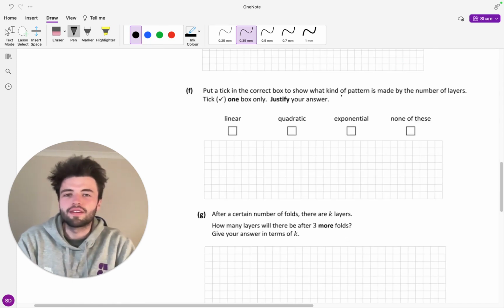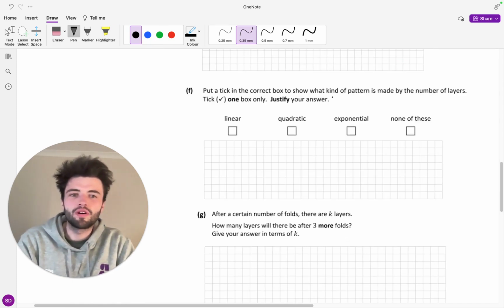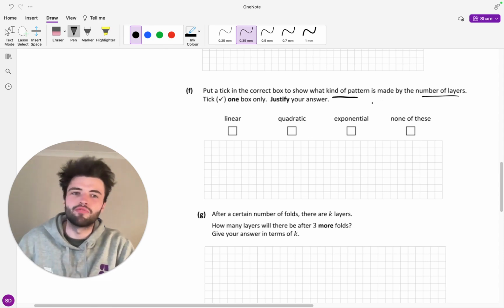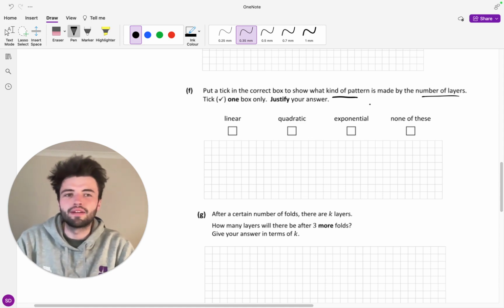For part F, we're asked to put a tick in the correct box to show what kind of pattern is made by the number of layers. And so this is just a question about what kind of function we're dealing with here, in the terminology they introduce in the question. But in any case, we just need to figure out which one this is.